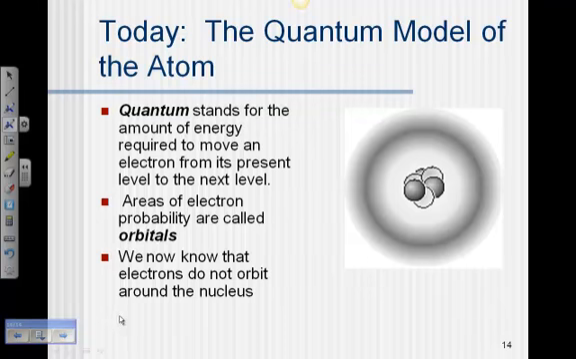This is roughly around 1927. We can make a little notation here. We know that electrons don't orbit around the atom in these nice circular planetary-like paths. There are really regions around the nucleus, at very specific distances from the nucleus, that electrons are most stable at. We call these areas orbitals.